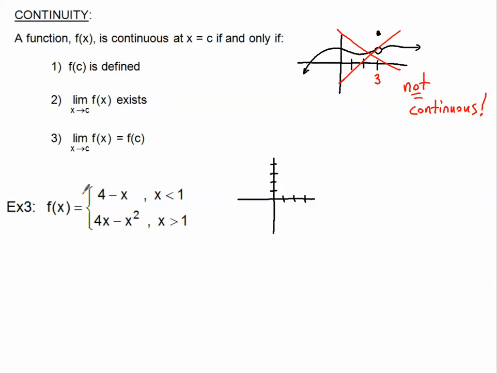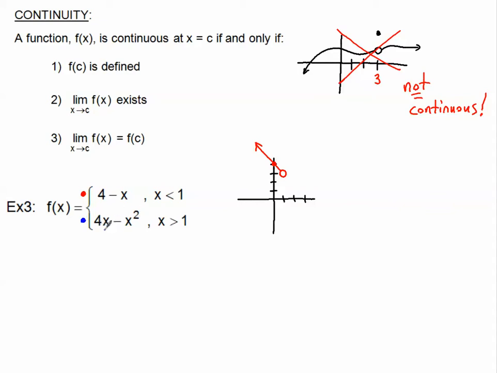Let's graph the first one in one color. I'll do red. This is just the graph of a line. It crosses the y-axis at 4 and has a slope of -1. So I'm going to cross right here and have a slope of -1. I'm actually going to put an open circle here because I know that we don't actually have the value of 1. So that's what this piece of the graph is going to look like. It's a piecewise function.